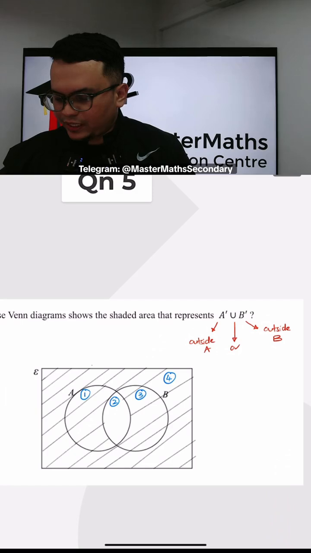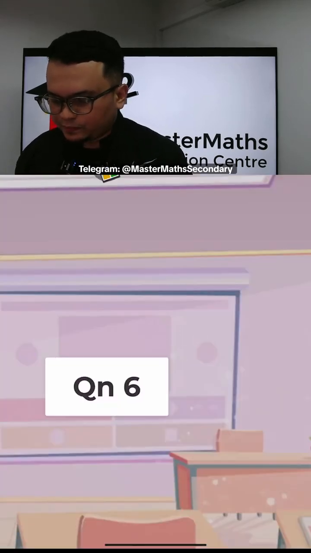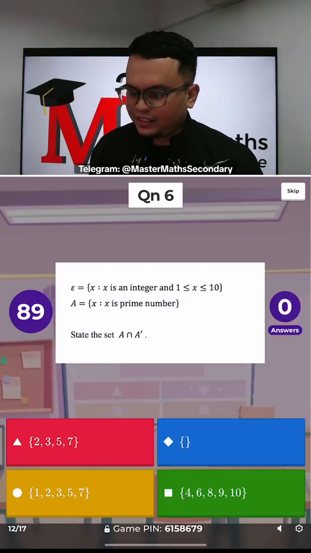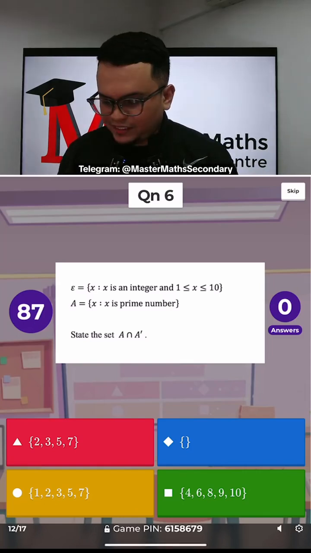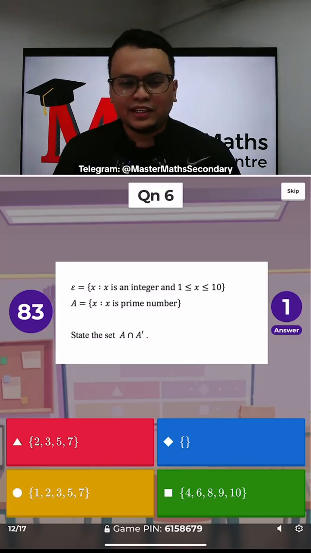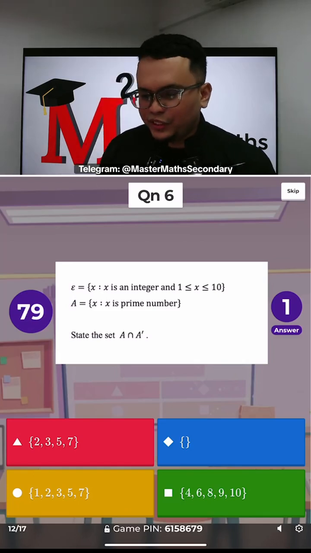Okay, let's take a look at the next one, guys. Let's look at question number 6. We still have 3 more to go. No more Venn diagram. This is back to your set notation. This one is a bit tricky, so look at the answers carefully, guys, and see which is the one that we accept.